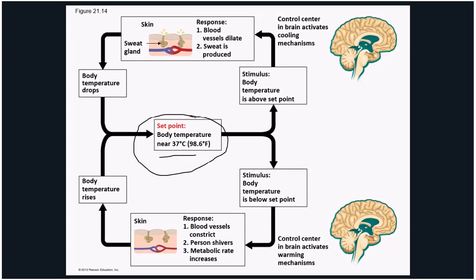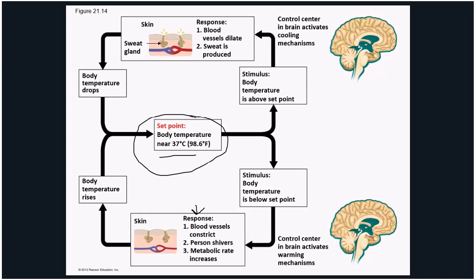Then the loop also works the other way. We can start to get too cold, like sitting out waiting for the bus when it's 20 below in a snowstorm. Our brain detects that our body is getting too cold, so we have responses to that. Our blood vessels constrict, so less blood is getting to the surface of our skin, holding blood closer to our internal organs to keep them warm.